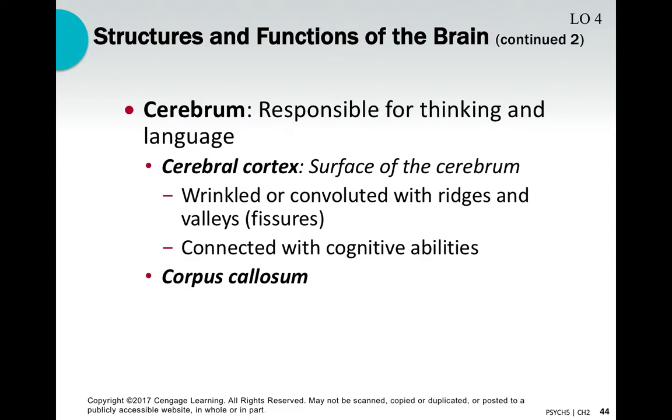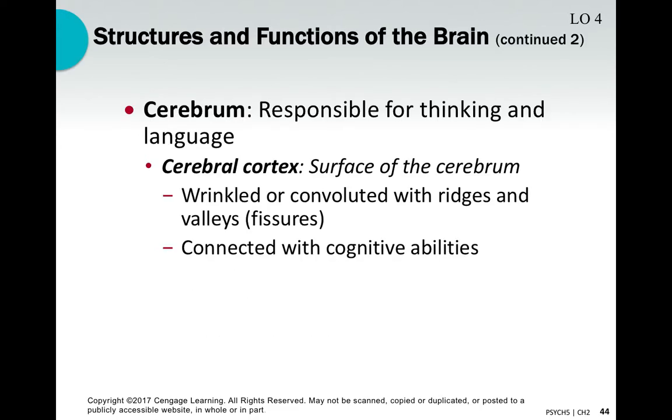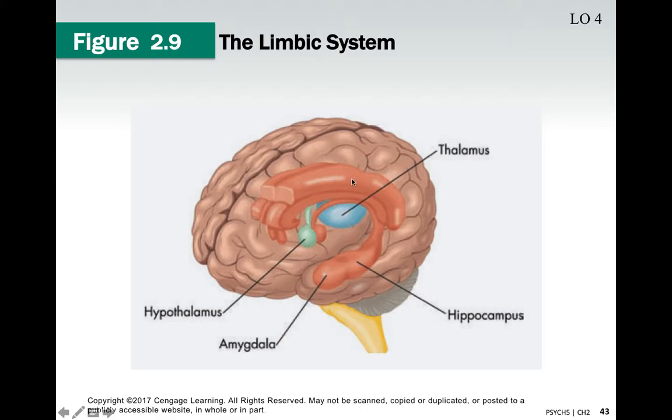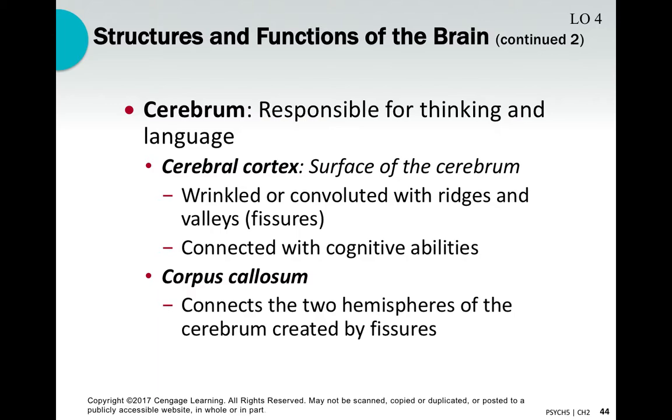And the cerebral cortex is divided into two halves, two hemispheres, if you will, and it's separated by what's known as the corpus callosum. It's this bundle of fibers that connects the two hemispheres of the cerebrum, and it's created by the fissures, these wrinkles in the brain. I don't think you can see it on this picture. You can kind of see where it's starting here. This middle line here is where the corpus callosum would be, but there's a better picture later on, I think, in the slides, so we'll come back to that later on.